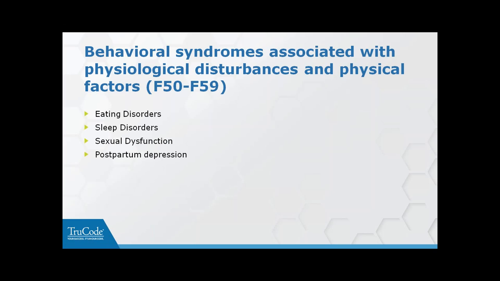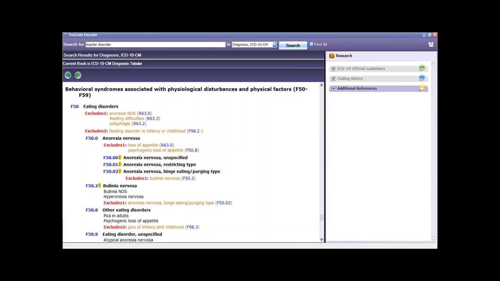Then we get into behavioral syndromes associated with physiological disturbances and physical factors. These are our eating disorders, sleep disorders, and so forth, F50 through F59. This just gives you an example of what those look like.